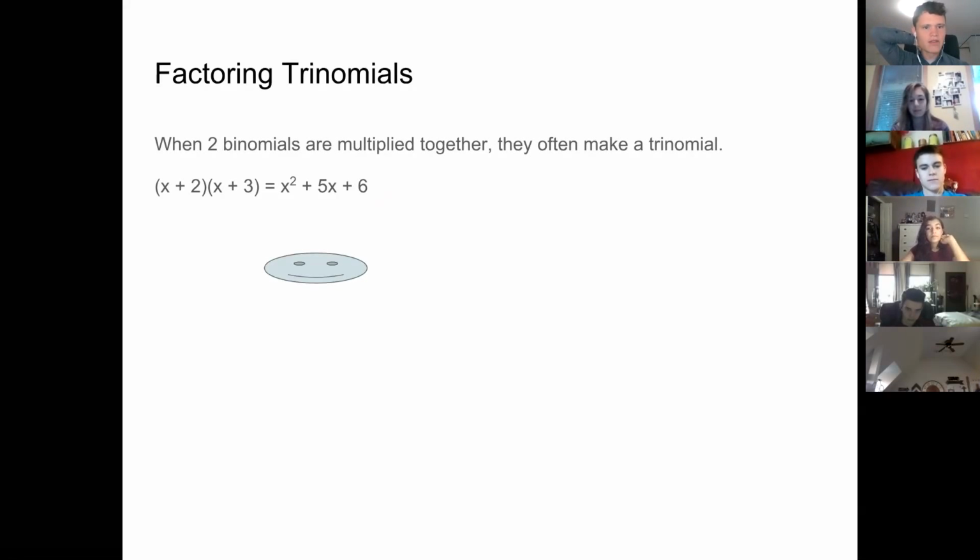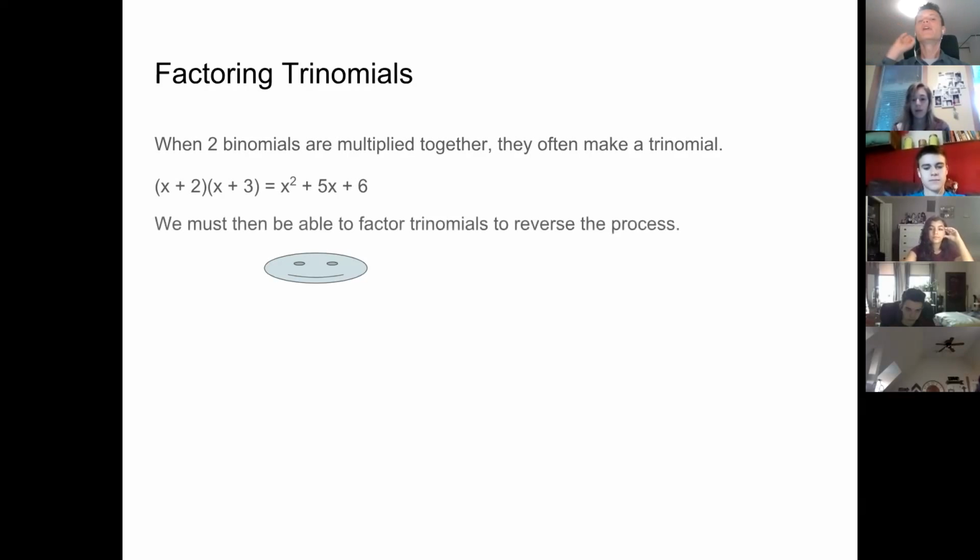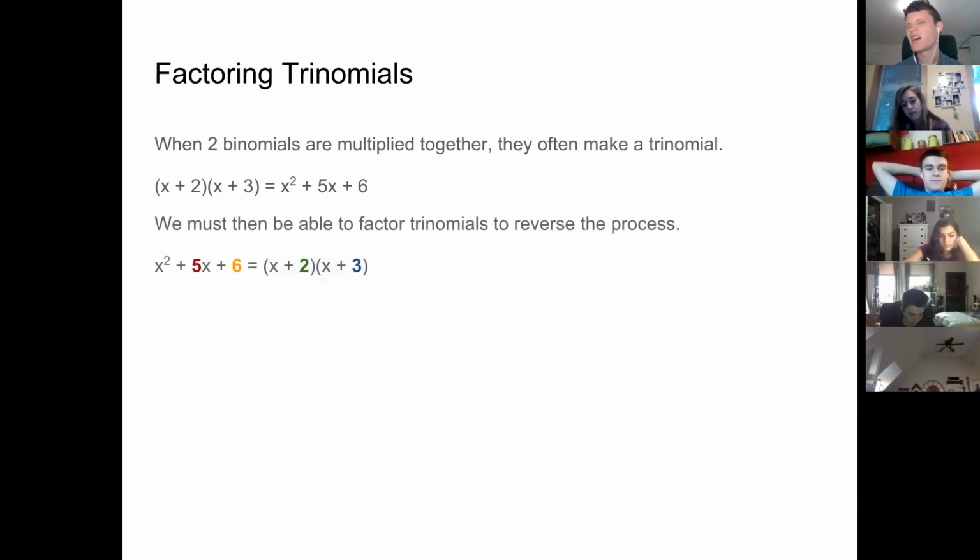So we know that we can do that. We must then be able to factor trinomials to reverse a process. In other words, we must be able to start with this trinomial and end up with the factored form. Of course, we know what it is. We know what it's going to be. It's going to be x plus 2 times x plus 3. The only reason we know that is because we see this equation up here, right? We just flip the sides of the equation.